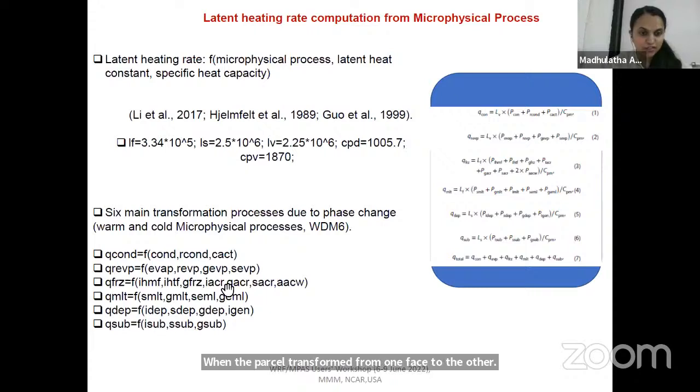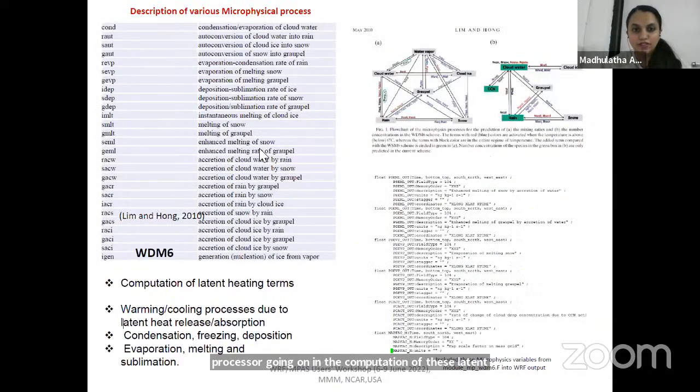I just mentioned in detail what processes are going on in the computation of these latent heating terms separately. I'm just giving the different production rate terms included in the WDM6 module for calculation of these cloud hydrometeors along with the number concentration. Basically, these production rates are outputted into the WRF output. You can see this one, and basically the warming and cooling associated with these different latent heat terms will be discussed by completing this simulation.